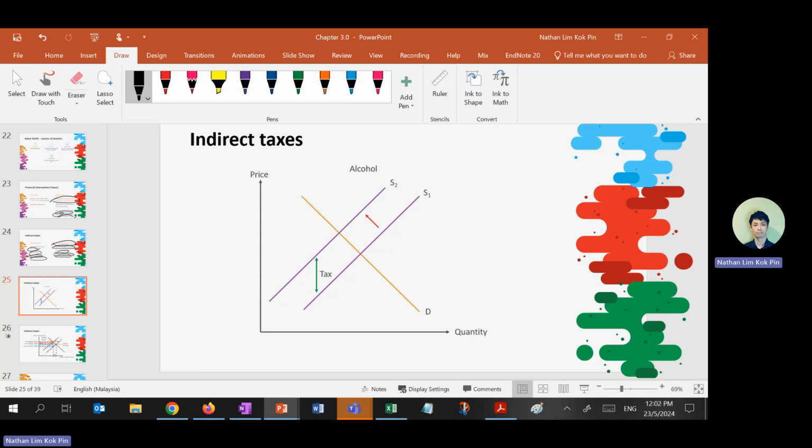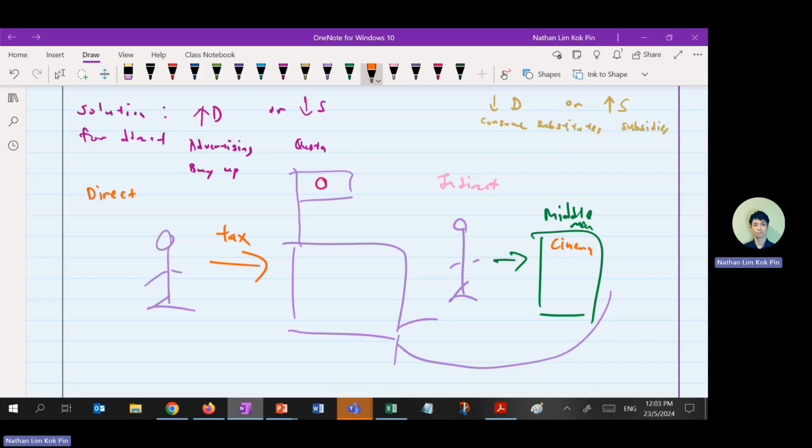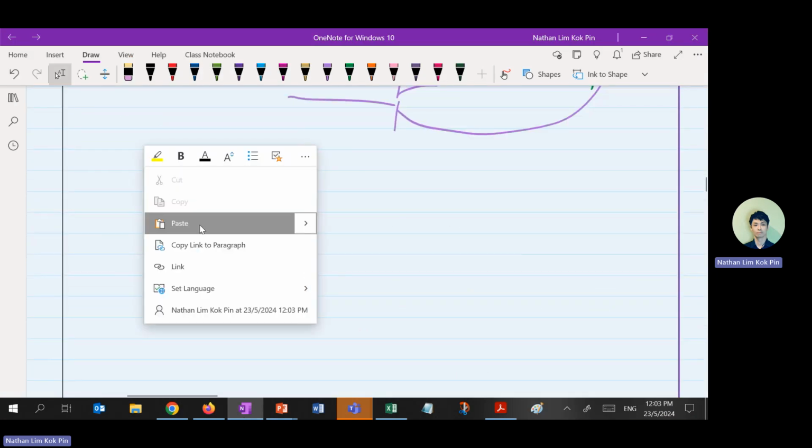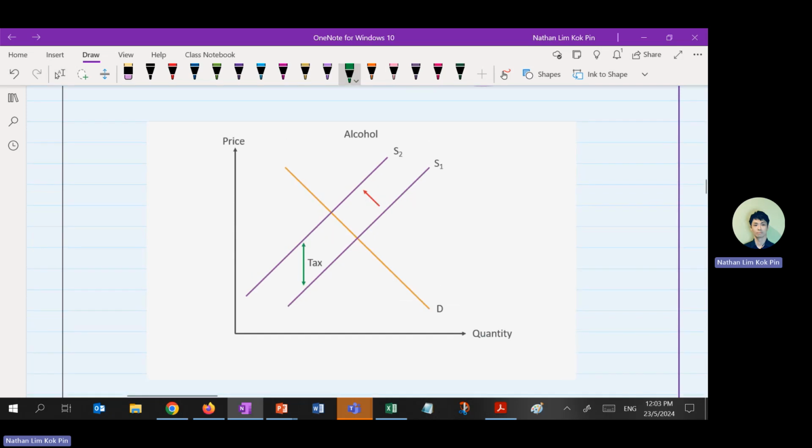When I say vertical distance, ladies and gentlemen, when you draw, you have to draw the tax also. Let me just snip this into my whiteboard. When you draw the tax, don't draw like that. This is wrong if you draw like that. Don't draw like that. This is also wrong. I want the vertical distance between the two supply curves. Make sense? When you do the double-headed arrow, you must draw the vertical distance.